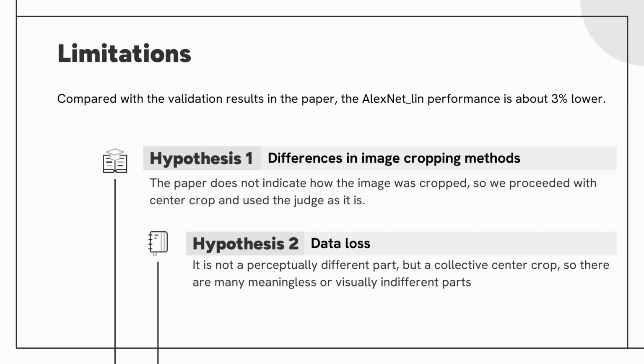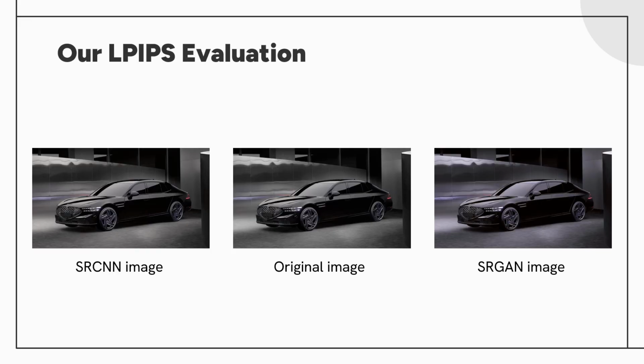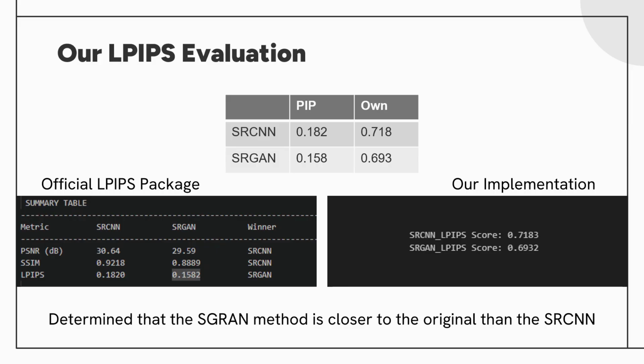However, our validation accuracy was approximately 3% lower than the published benchmarks. The slight performance gap in our implementation likely stems from differences in image preprocessing and cropping methods. Our evaluation results demonstrate clear performance differences between two approaches. Using both our implementation and the official LPIPS package, SRGAN consistently outperformed SRCNN in perceptual similarity metrics. These results validate the effectiveness of adversarial training and perceptual loss functions for super resolution.